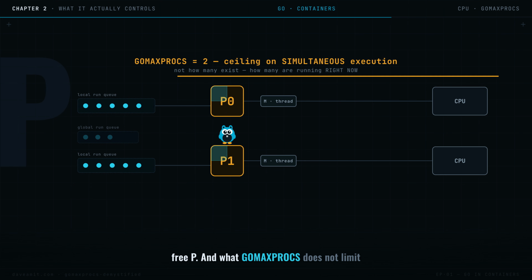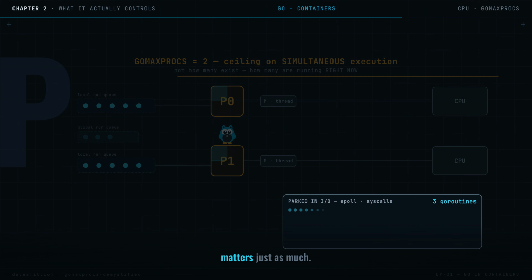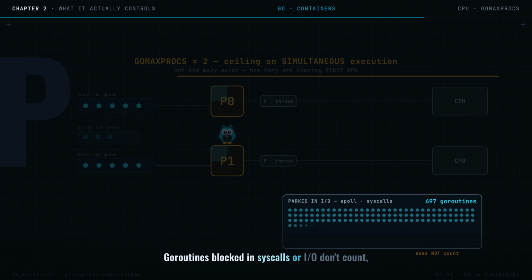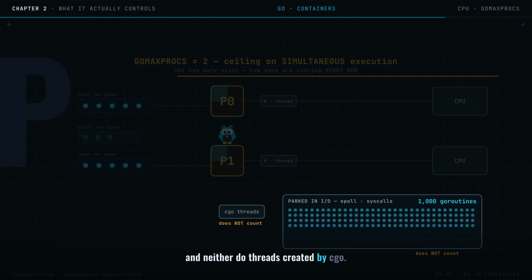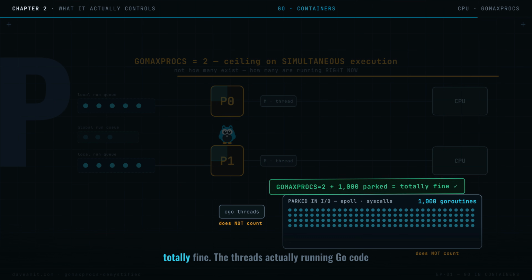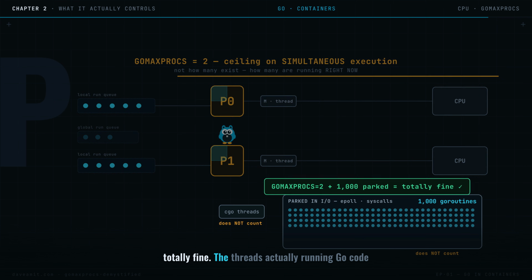And what GOMAXPROCS does not limit matters just as much. Go routines blocked in syscalls or IO don't count, and neither do threads created by CGO. So GOMAXPROCS set to 2 with 1,000 Go routines parked in epoll, totally fine. The threads actually running Go code are capped at 2. The waiting room can be as big as it wants.